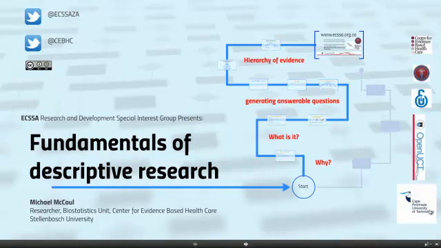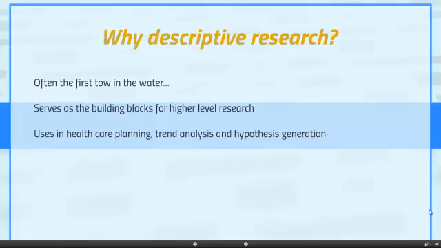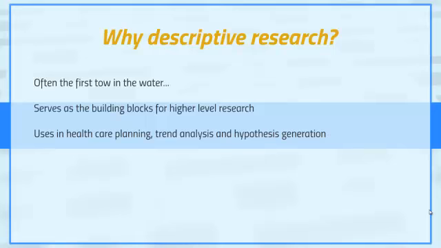So let's get started, and we're pretty much going to start with why we would want to do descriptive research. Descriptive research is often called the first toe in the water, and that's T-O-E, in the water. It's about when you want to do research. Very often we want to start off with these grand designs, these big trials, or answer very complex questions. But you really can't, because we don't have enough ground level information to even describe the problem.